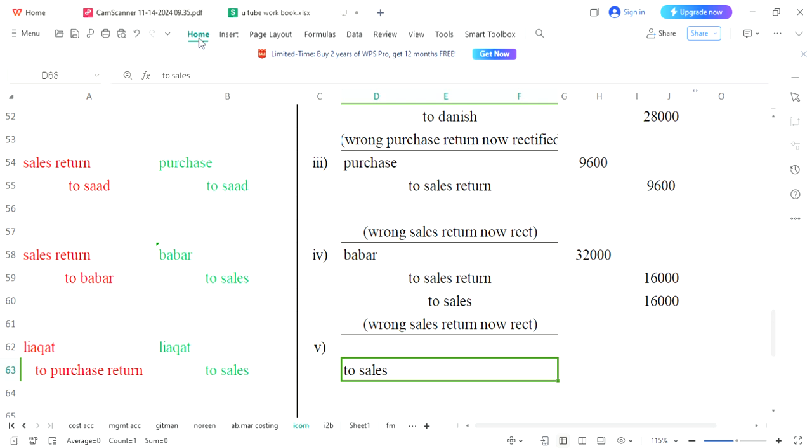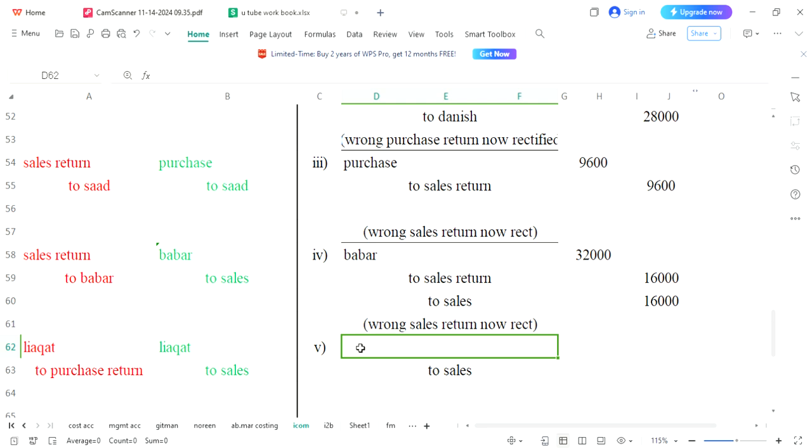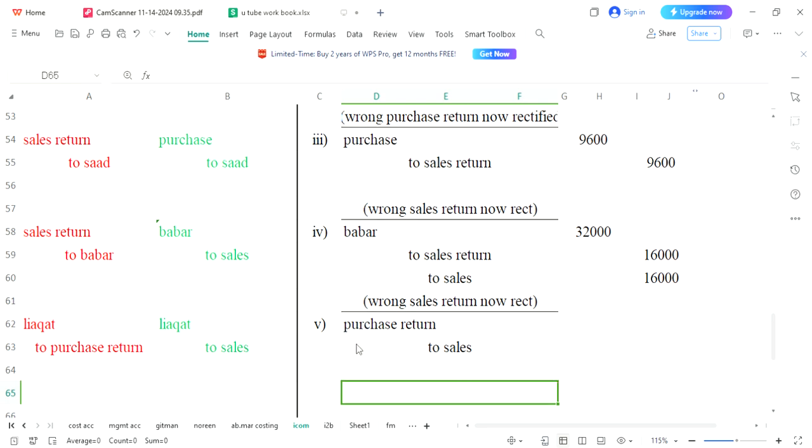On the other hand, purchase return was not required to be written on the credit side. We have written it. To cancel its effect, we will write it on the opposite side. It is credited over here. To cancel its effect, you will write it on the debit side. So here purchase return is written on the debit side.